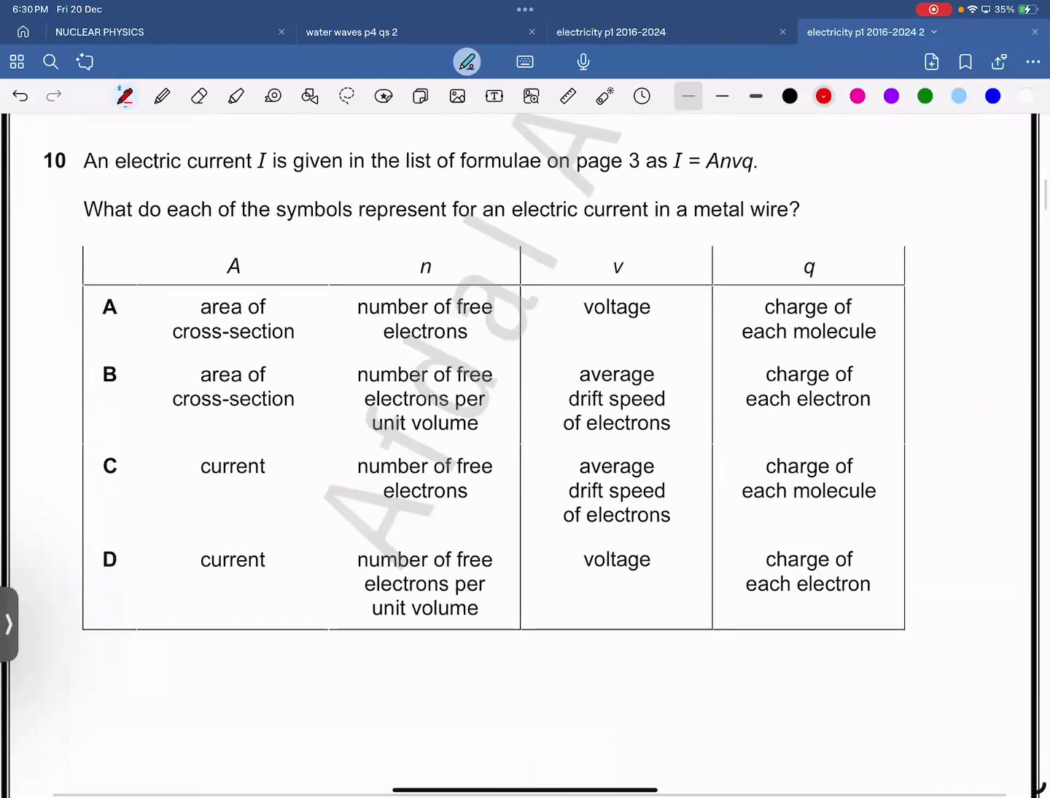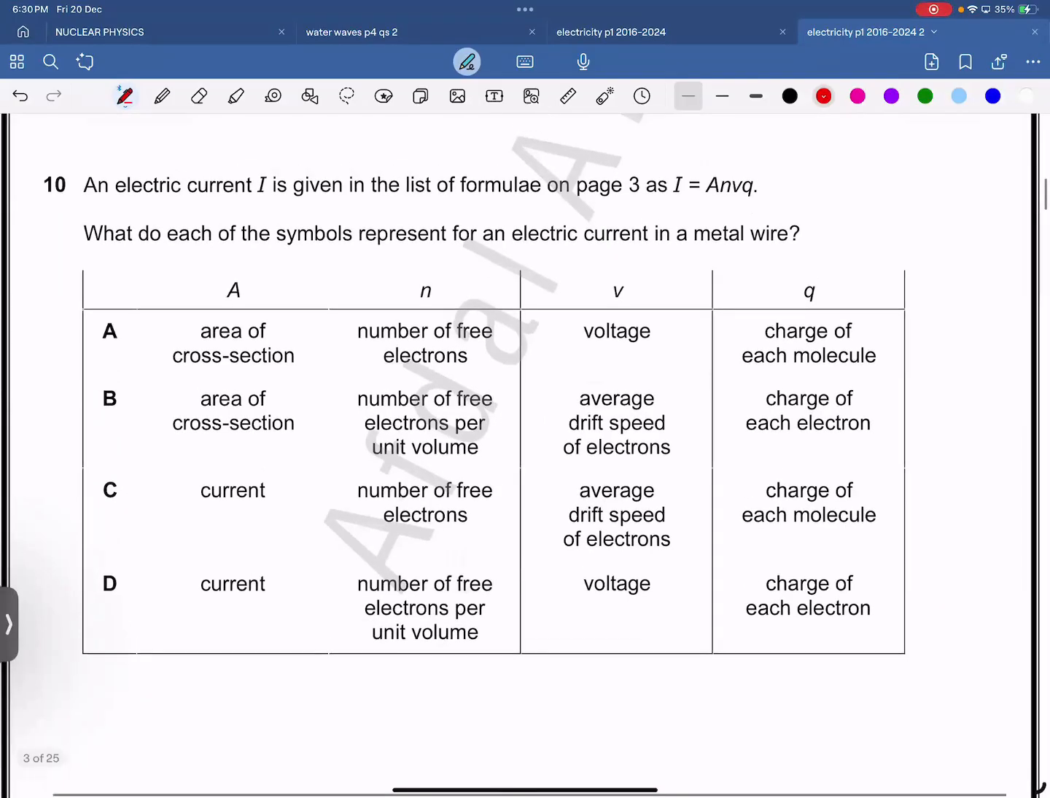An electric current I is given in the list on page number 3. This is the formula: I equals n A v q. What is A? A is the area of cross section. n is the number of free electrons per unit volume. v is the drift speed. q is the charge. The answer is B.